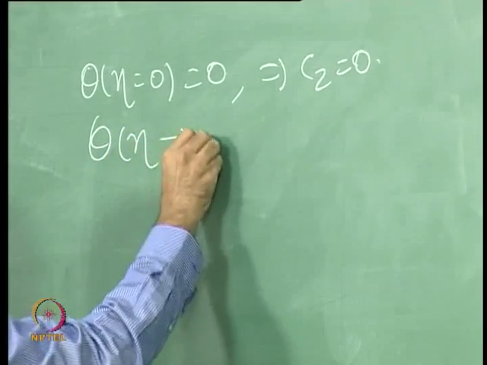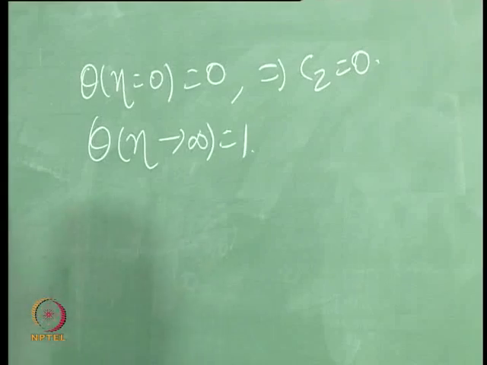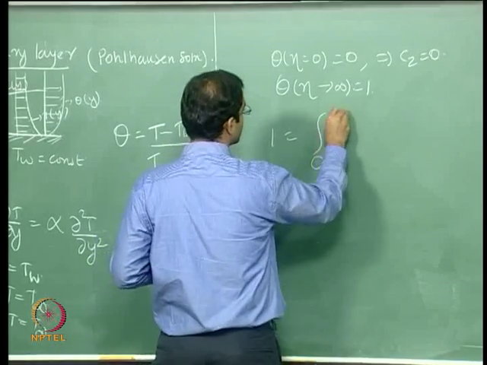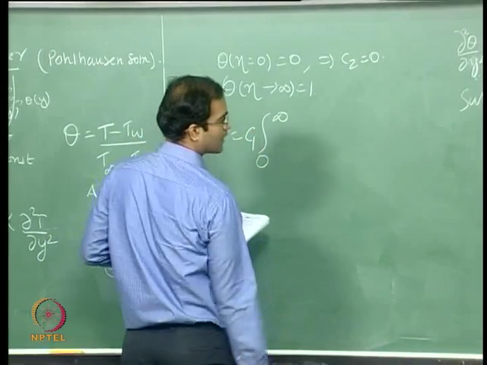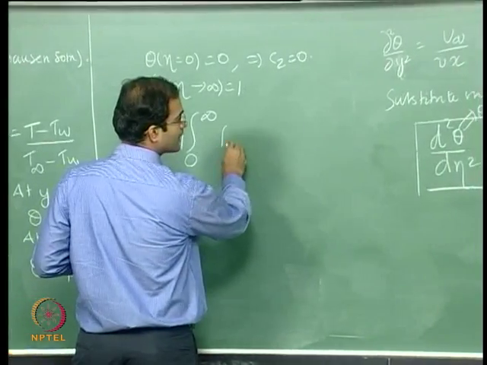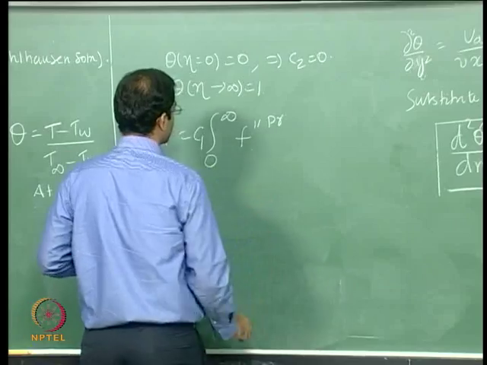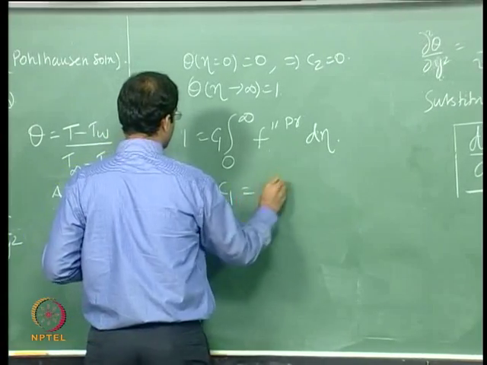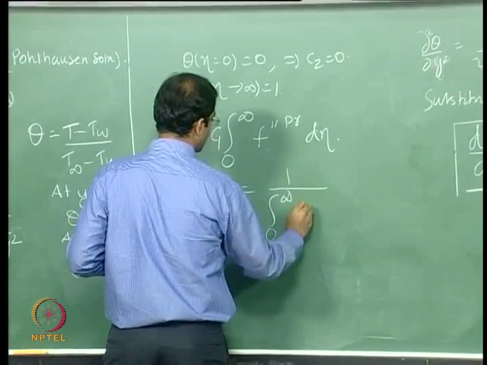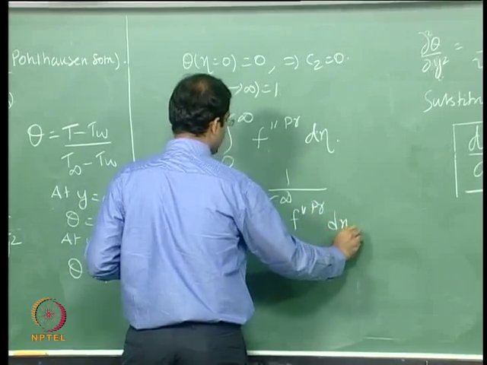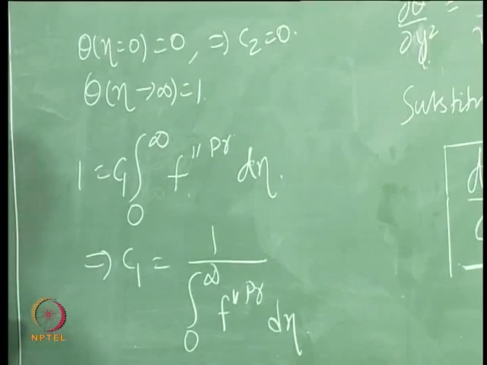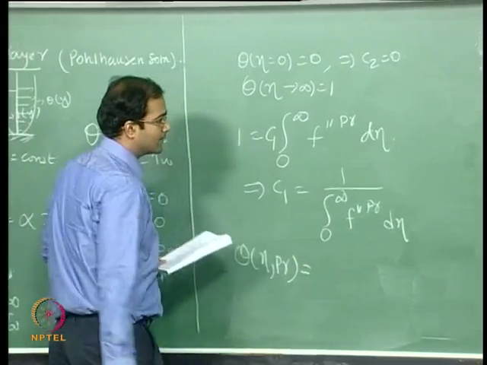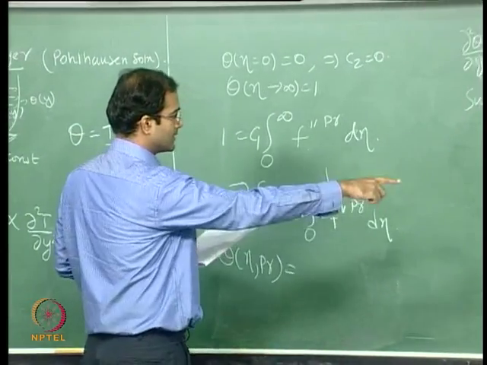And the other boundary condition, eta going to infinity, theta should be equal to 1. Okay, so my eta going to infinity, so this is 1 equal to integral from 0 to infinity. Okay, so I take c1 which is a constant outside, this is your f double prime to the power Pr into d eta. Therefore your c1 is nothing but 1 by integral from 0 to infinity of f double prime to the power Pr d eta. Okay, so this gives my final expression for theta as a function of eta and Pr. So that is c1 which I have calculated now.